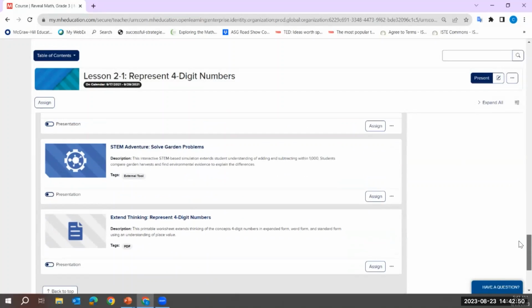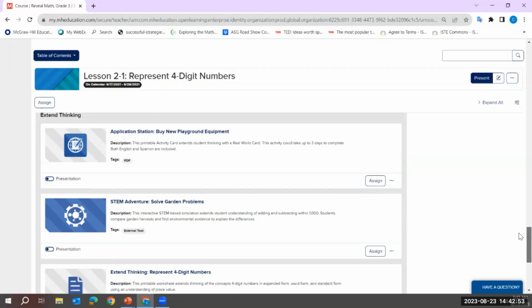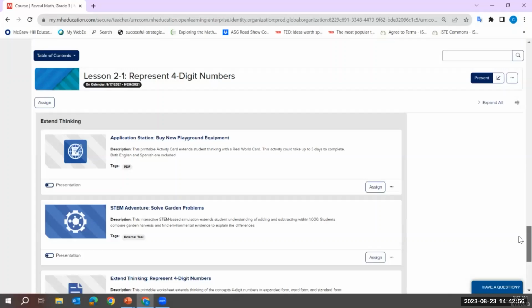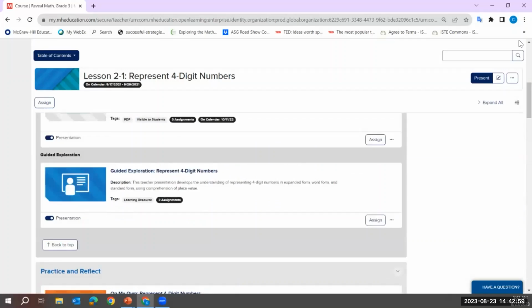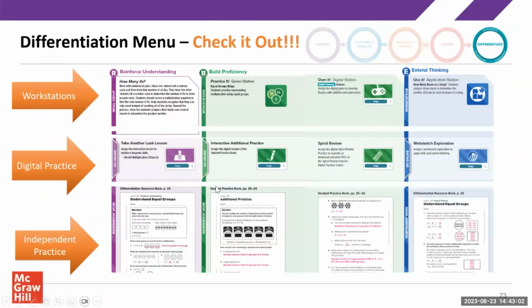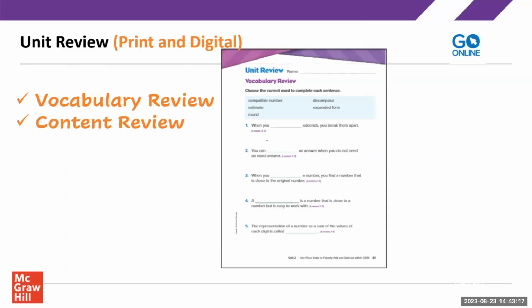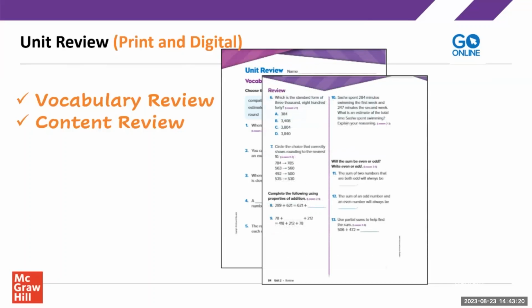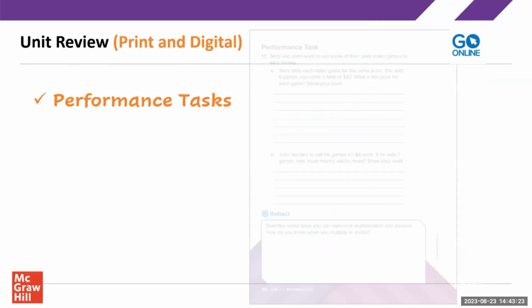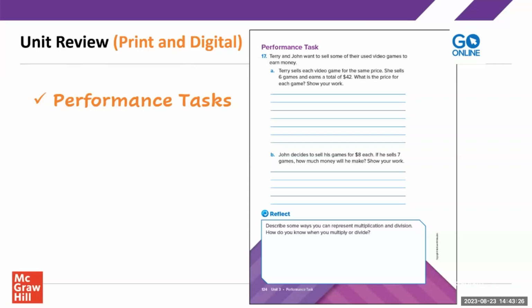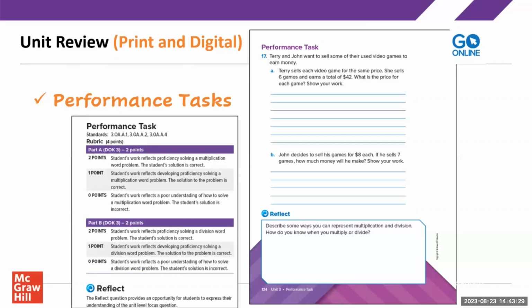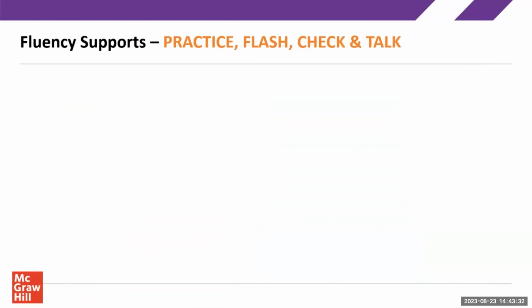And then, of course, down at the bottom, this is where you find your STEM adventures, your application stations, ways to really extend students' thinking within that. So fantastic differentiation menu that's available for the students as you work through the lesson. Then at the end of the unit, you've got vocabulary reviews, you've got content reviews, already all built in there for you. There is a performance task at the end of the unit, so keep that in mind. In your teacher's edition, you've got rubrics there to help guide you for that.